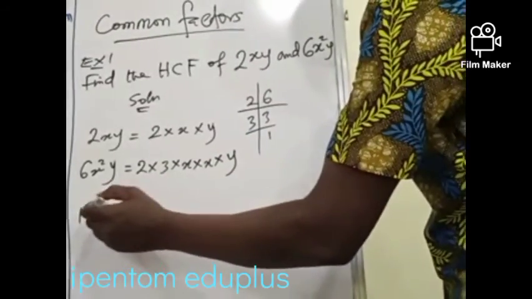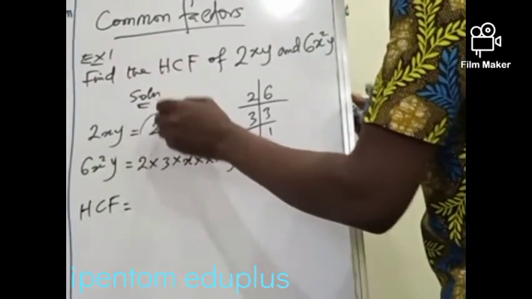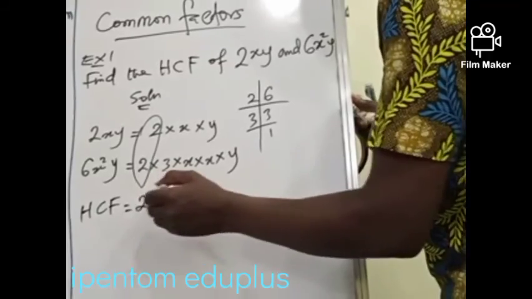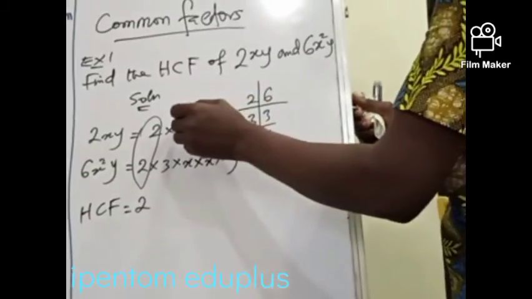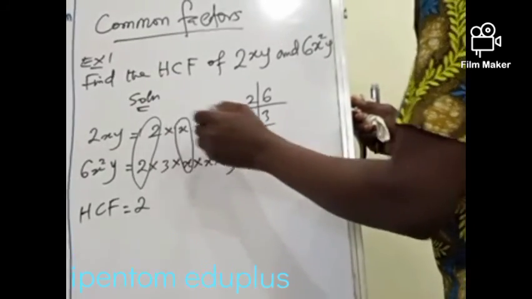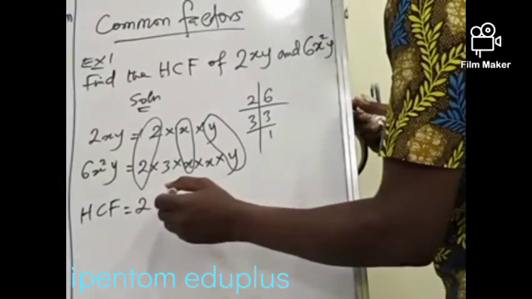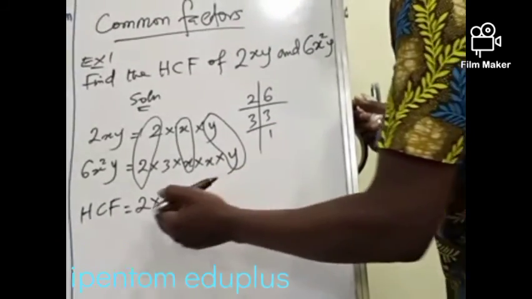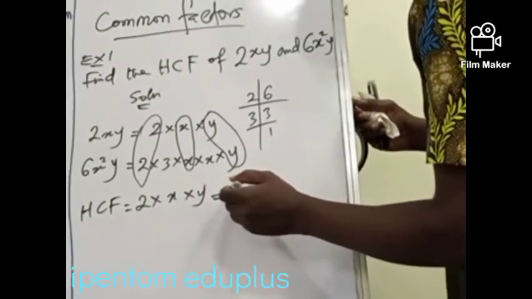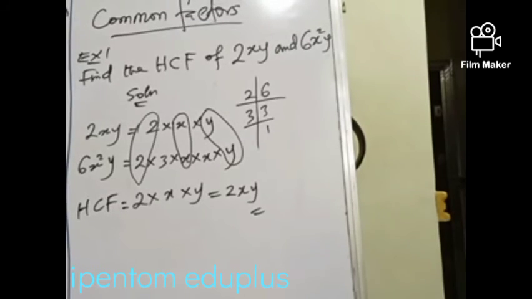So the highest common factor, the HCF, will be: 2 is common, so we write 2. We check if we still have any other number that is common. We have x, then we also have y. So the common factors are 2, x, and y. We now find their product. The product of 2, x and y will give me 2xy. That means the highest common factor is 2xy.